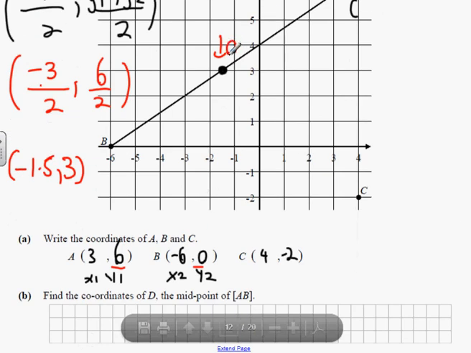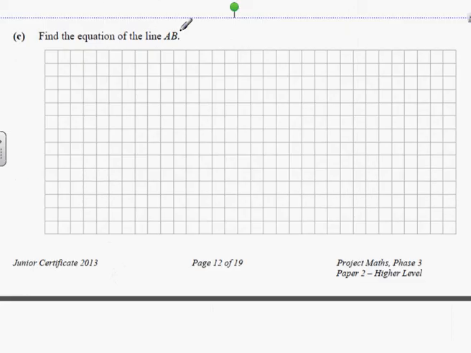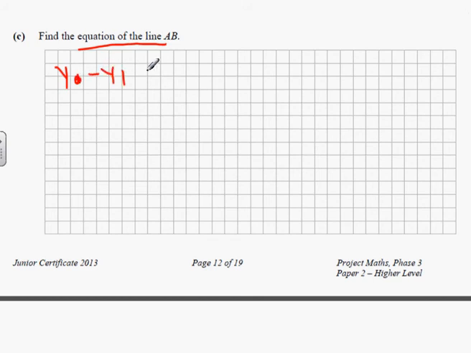Okay, so that's the point D. Now, let's move on to the next page. What it wants me to do next is find the equation of the line AB. What's the equation of a line formula, guys? y minus y1 equals m brackets x minus x1. Can anybody tell me what page to find this on in your tables? Page 18.